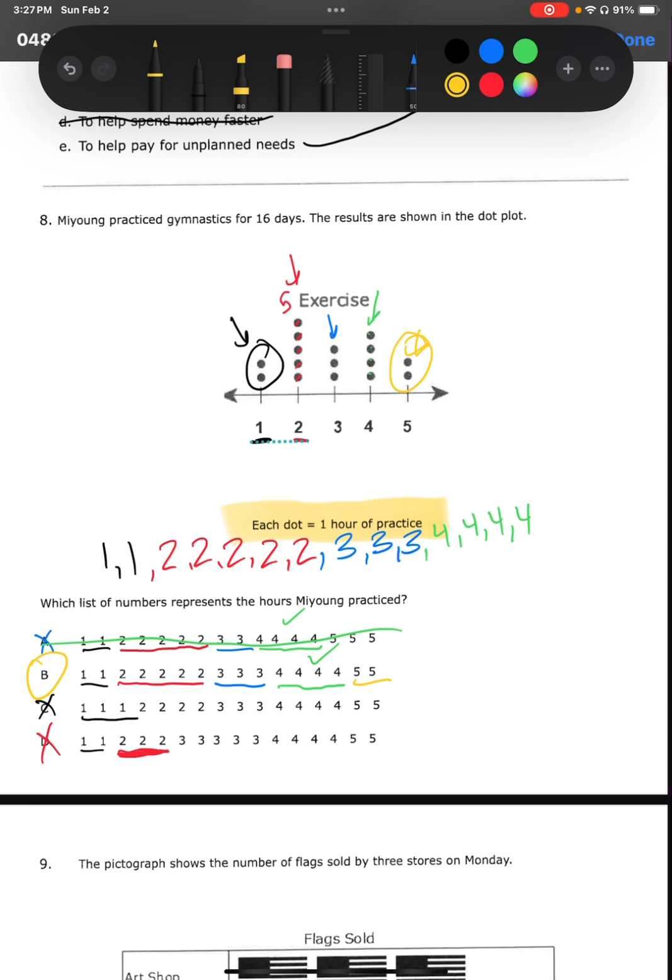On these dot plots, oftentimes it is just matching up the numbers at the bottom to the numbers you see at the top. Just take it one step at a time. As you match those together, mark out what is not correct, what is correct.